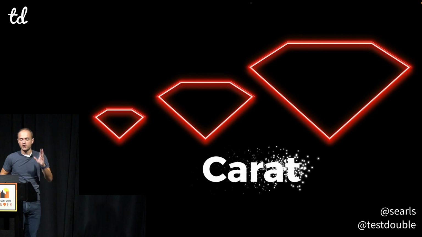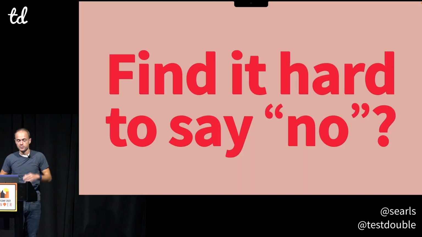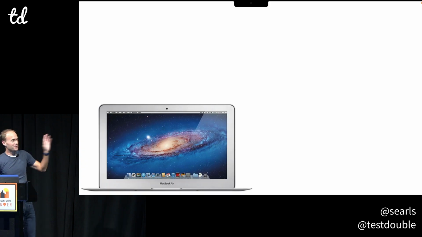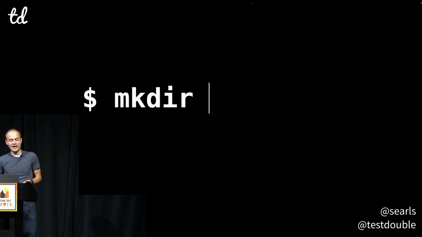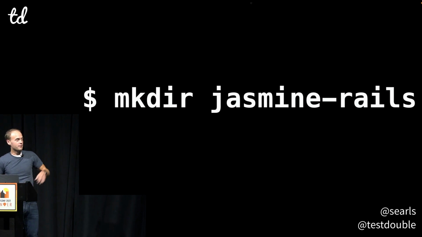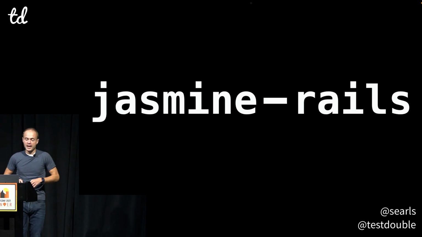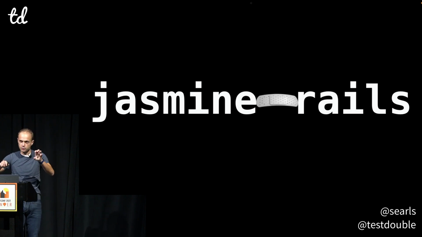All right, so next up, let's talk about carat, or the size of the weight of our gems. This is a story for people who find it hard to say no, like me. So back in 2011, I was getting mad at my computer. I was like, why is it so hard to test JavaScript in Rails? And me and Corey Flanagan sat in a coffee shop. We started this gem called Jasmine Rails, and it's what I call a glue gem. So it just connects these two things together.